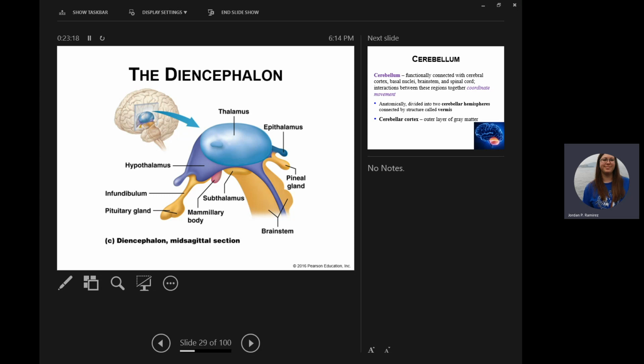This is just showing you the anatomy of our diencephalon and its different parts. Thalamus here, epithalamus, and then the pineal gland. The subthalamus here, mammillary body. This is your hypothalamus, and the inferior portion runs into the infundibulum and back into the posterior pituitary gland. The anterior pituitary gland is a different kind of tissue. The pituitary gland is connected to the hypothalamus by the infundibulum, or the stalk.